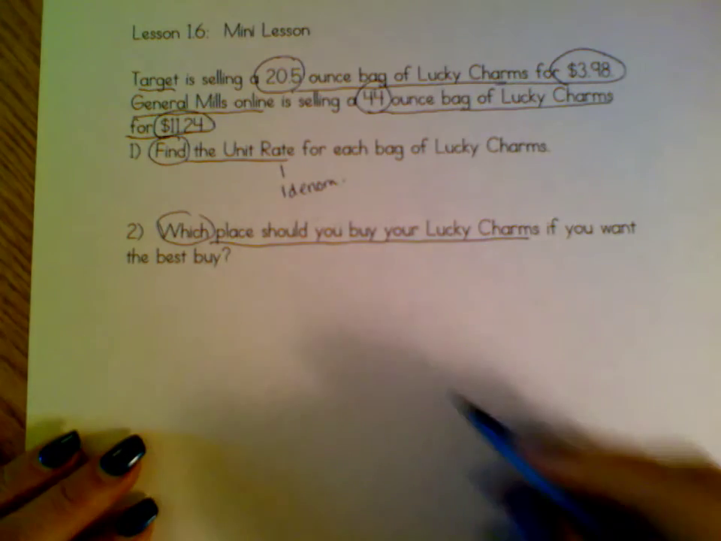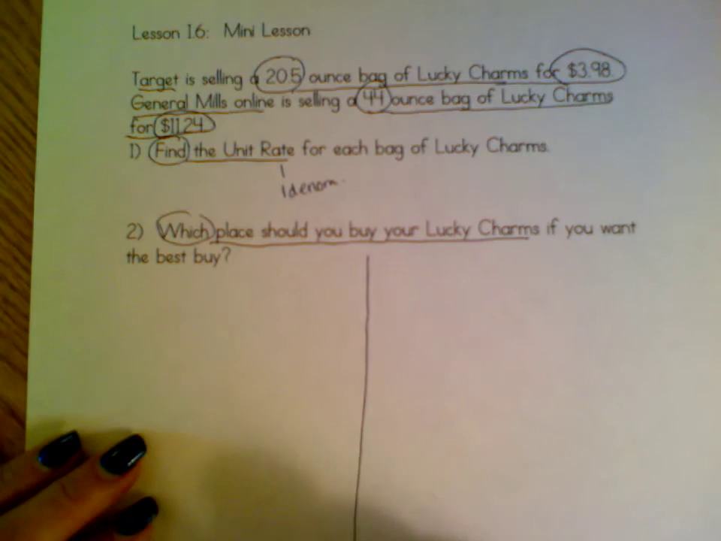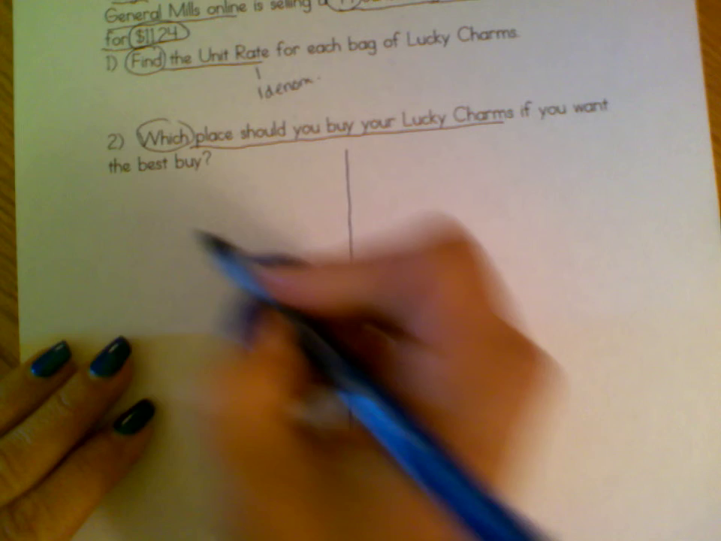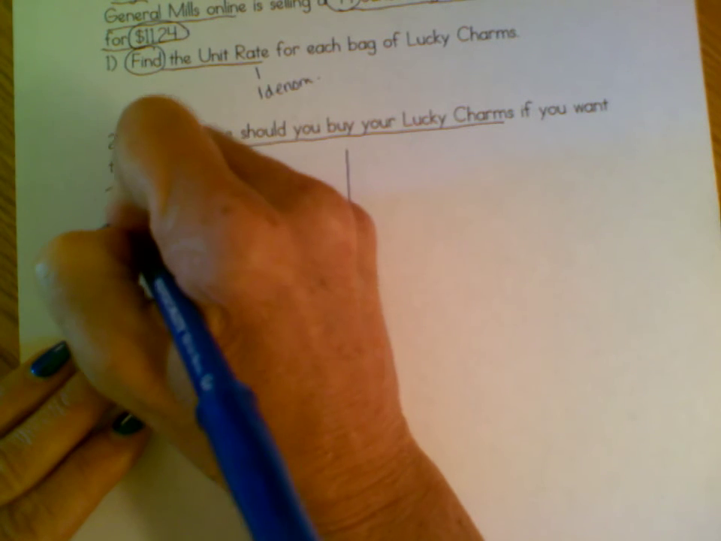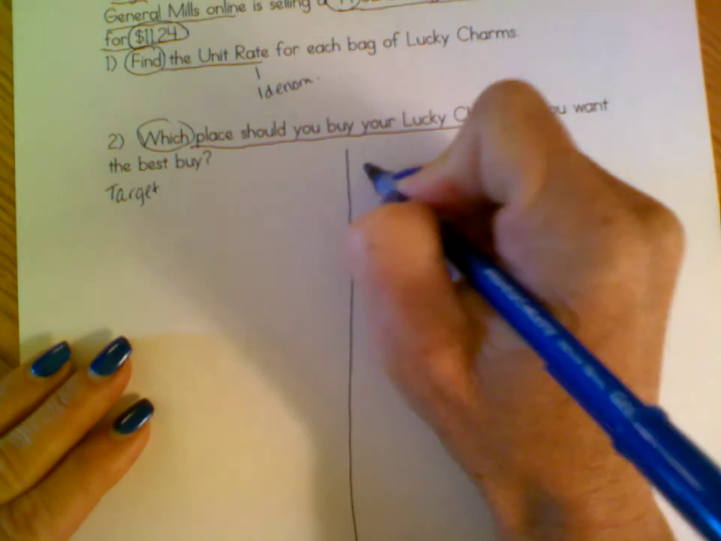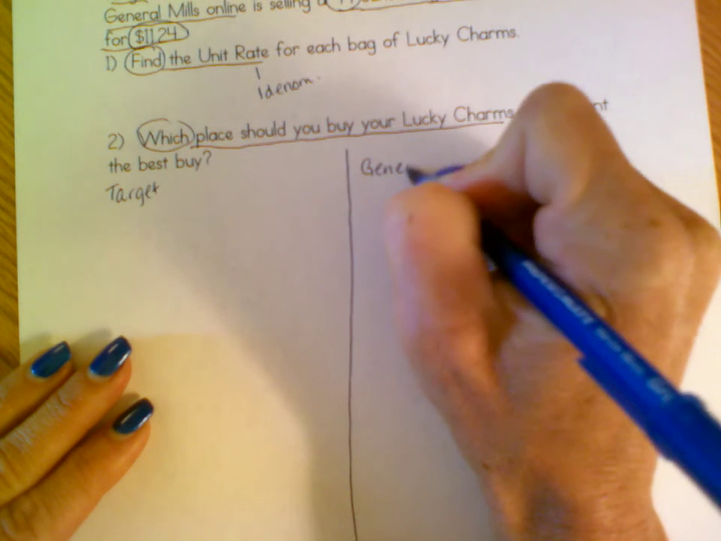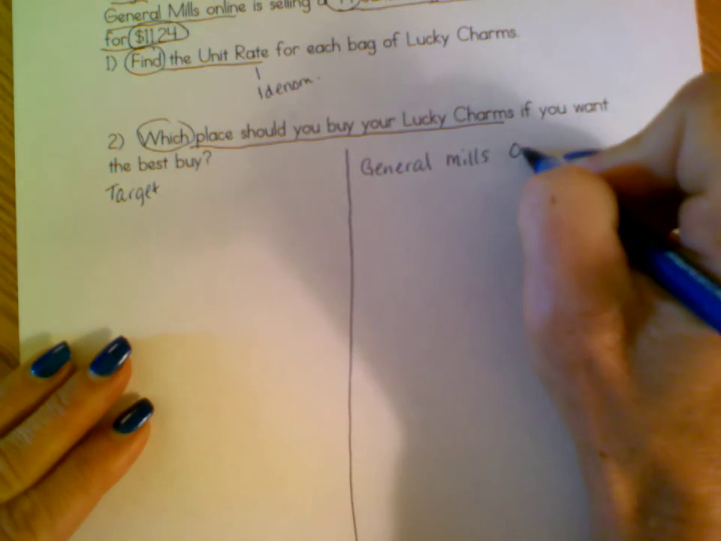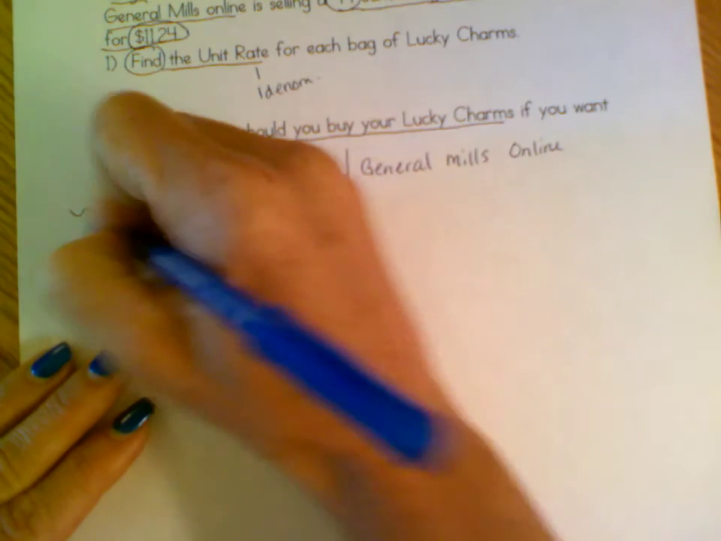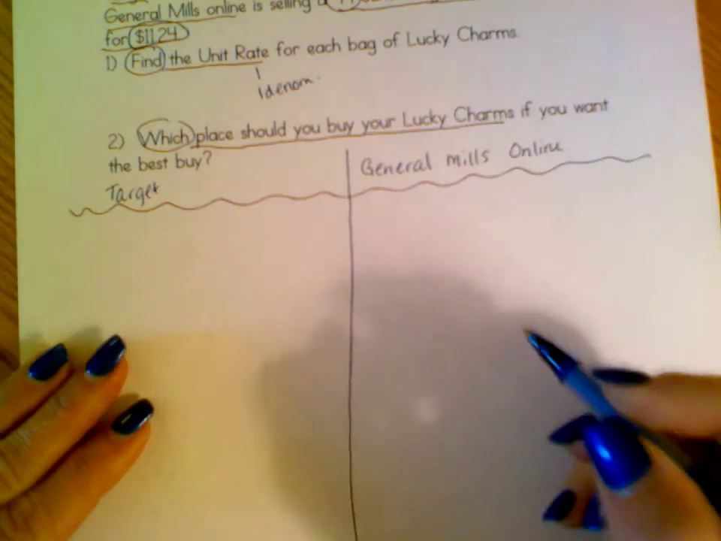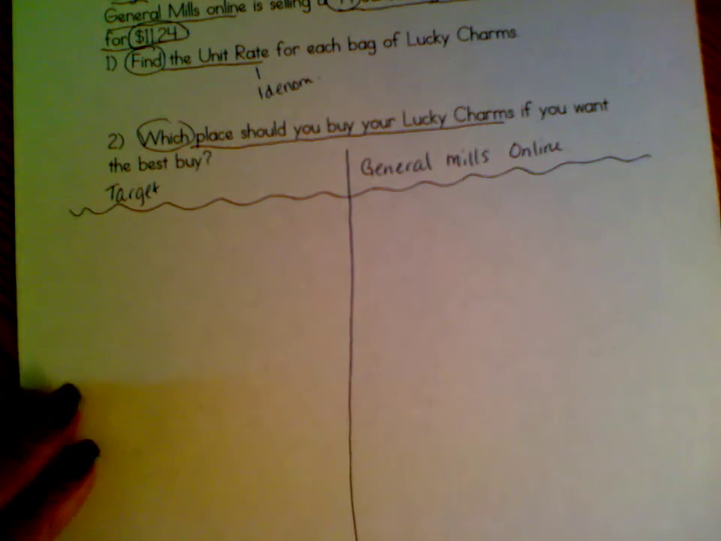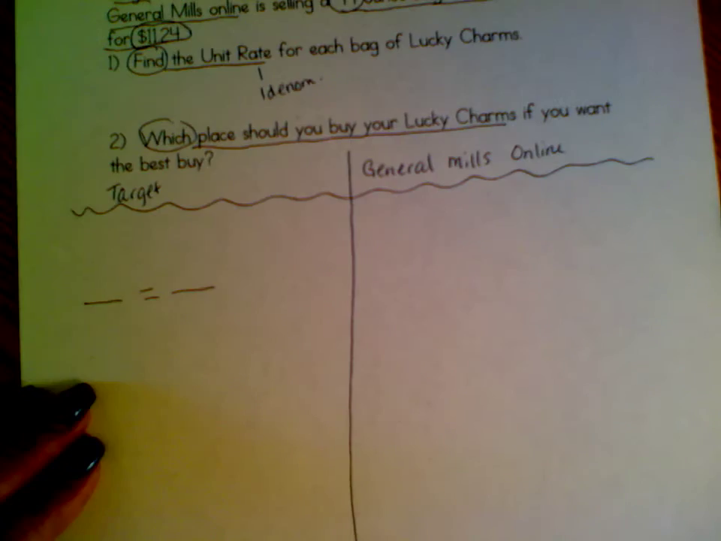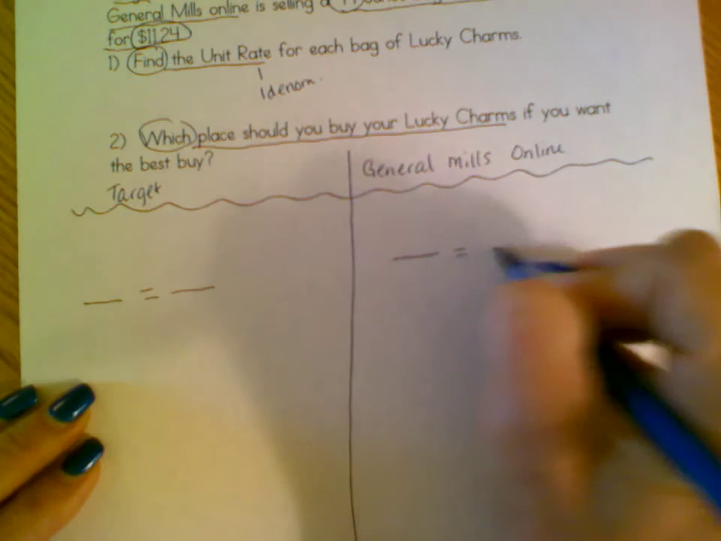I'm going to divide my workspace into two. Over here, I'm going to do Target, and over here, I'm going to do General Mills online. So the first thing it asked me is to find a unit rate. To do that, I need two fractions, so I need to do that for both.